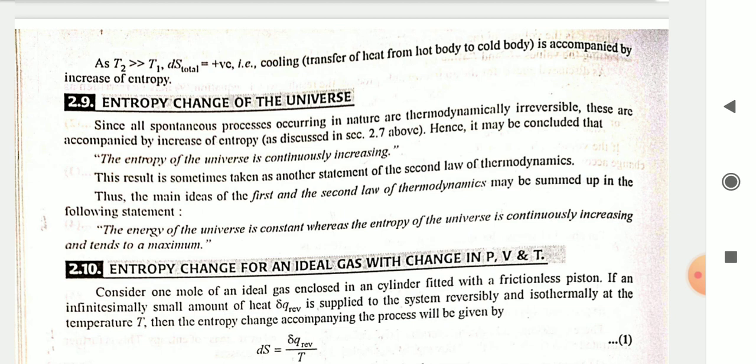Thus, the main idea of the first and the second law of thermodynamics may be summarized in the following statement: the energy of the universe is constant, whereas the entropy of the universe is continuously increasing and tends to a maximum. Entropy change for an ideal gas with change in P, V and T.